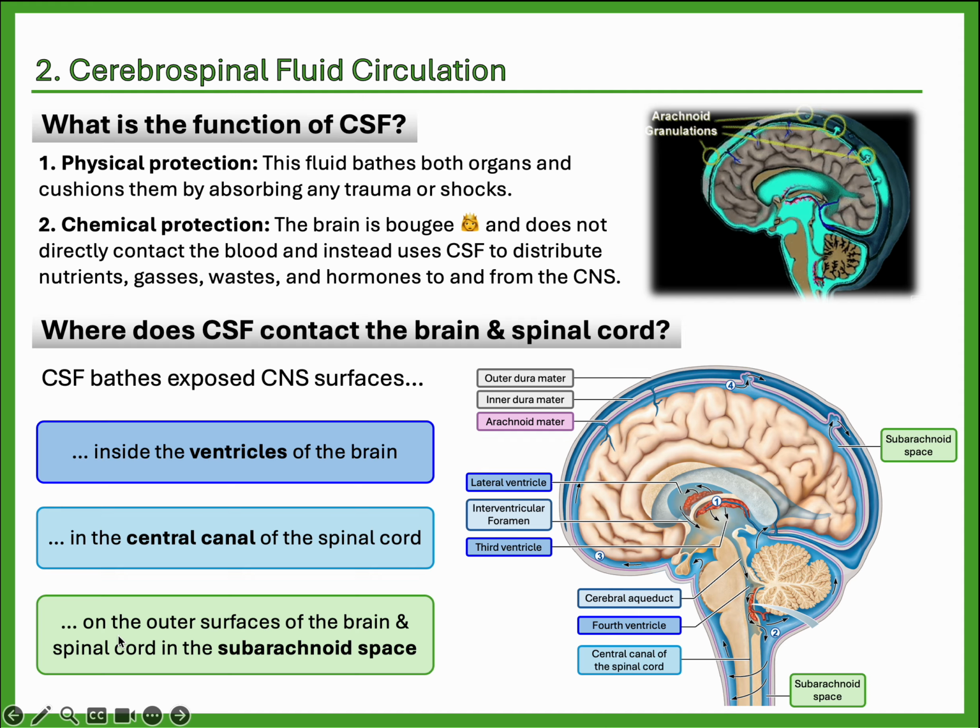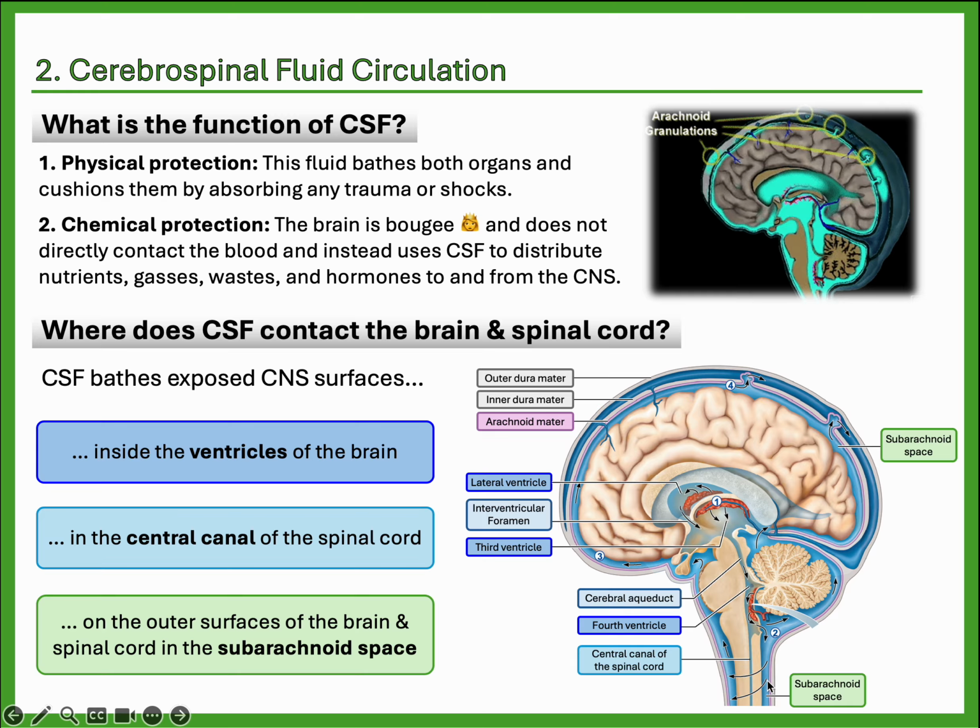Also, the outer surface of the brain and spinal cord are also fed. This is called the subarachnoid space, right? Under the arachnoid, between the arachnoid and the pia mater, is this space here. Do you see this space all around, right? This over here in green, I've labeled it.